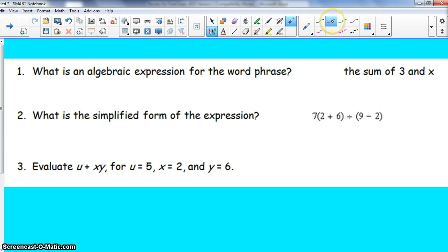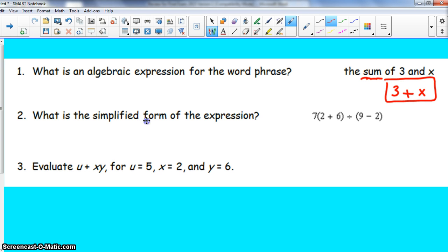Okay, this is your second review sheet. For number 1, the algebraic expression for the word phrase, the word sum means we add, and we add 3 plus x, and that's the answer.